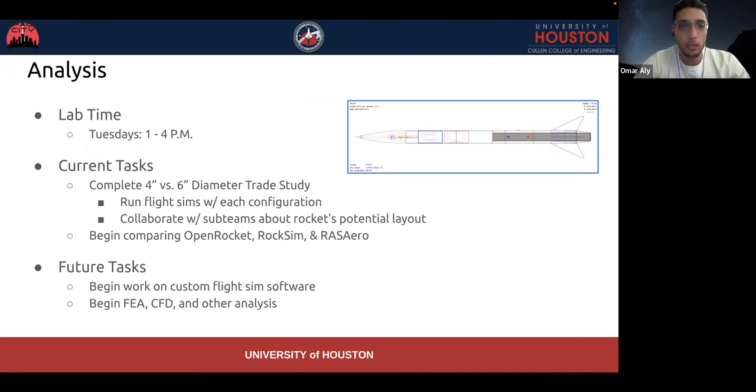So this may include collaborating with some other sub-teams just in case we are unsure about some of the rocket's potential layout, so maybe payload and avionics and structures as well. And we also want to begin comparing Open Rocket, RockSim, and ROS-Aero to determine which is the most accurate. A few future tasks that we hope to work on after this are, one, to begin work on our custom flight sim software, as well as begin any FEA, CFD, or any other analysis that are relevant once we get some design decisions finalized.